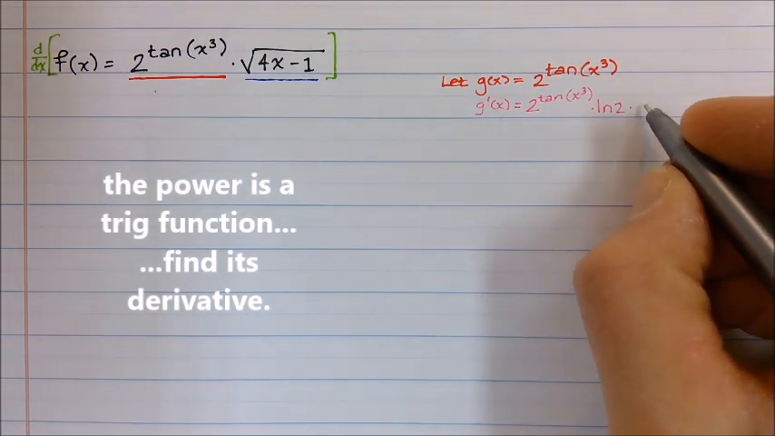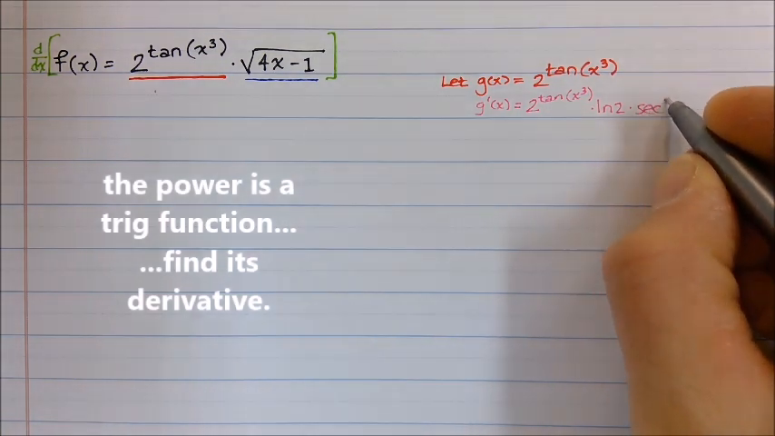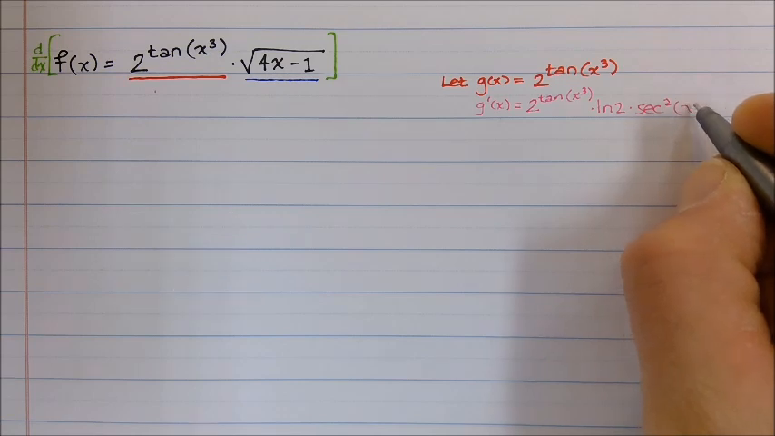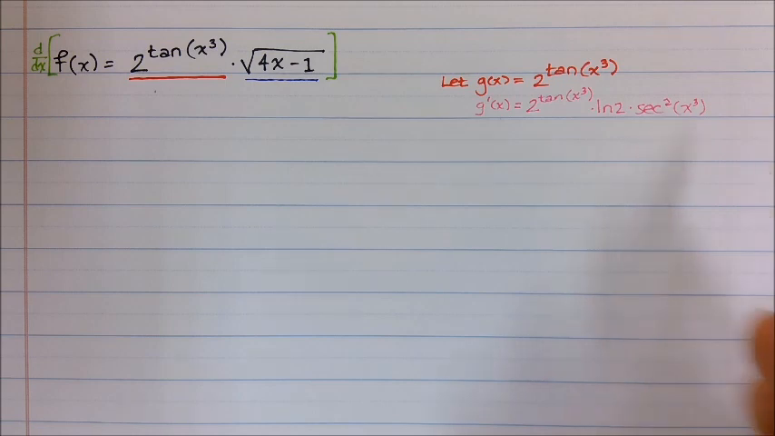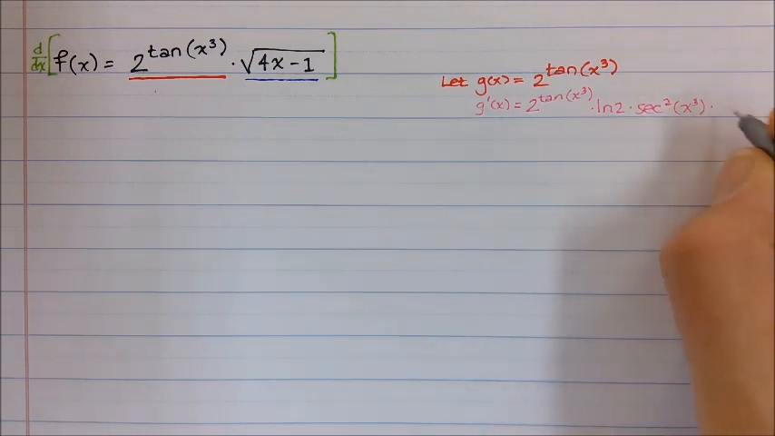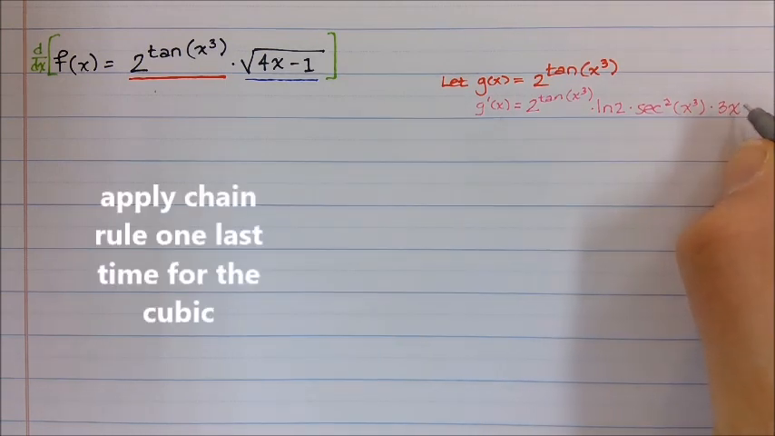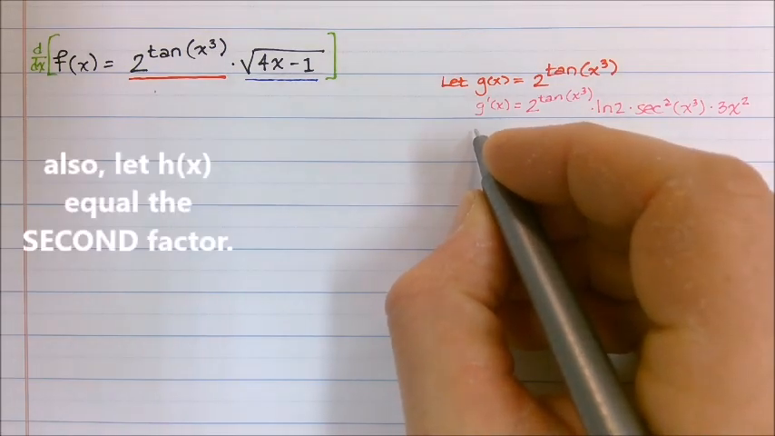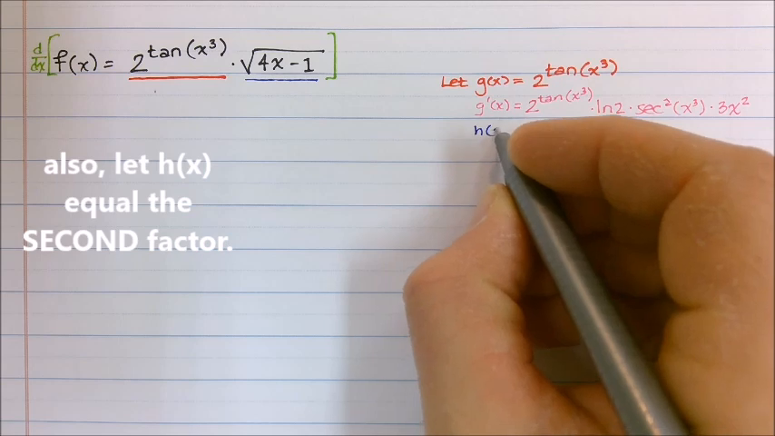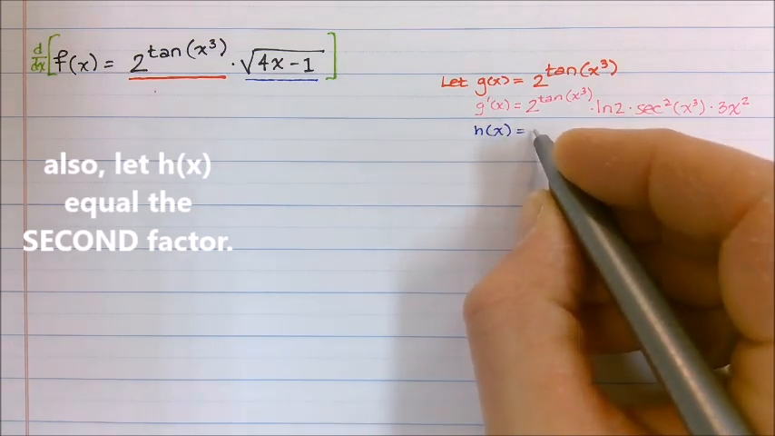And the derivative of tangent is secant squared. So it's secant squared of whatever was input to the tangent. Then we have to multiply by the derivative of that input. So times 3x squared. I'm then going to let h of x equal the second factor.